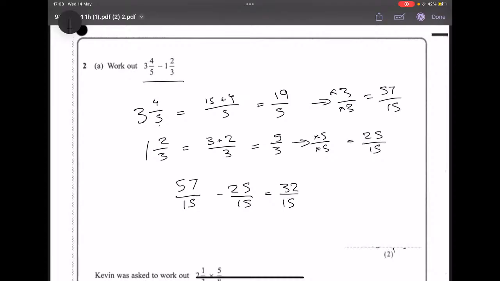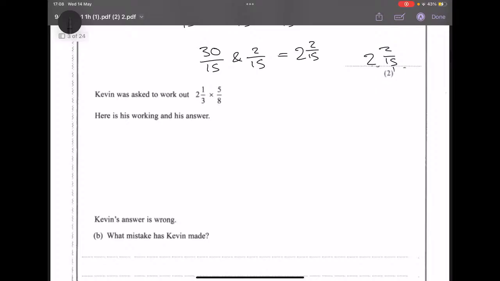And just to be safe, we should give it in the form that they have given in the question. In the question, both the fractions have been given as mixed numbers. So 32 over 15, 15 goes into 32 twice, and leaves us 2 over 15, and this would give us 2 and 2 over 15, and that would get us the 2 marks.